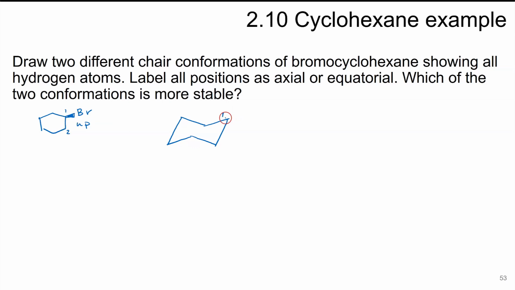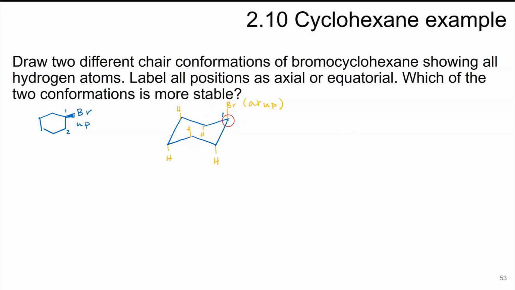So at 1, this corner is pointing up, so my bromine will be axial up. This corner is pointing down, so whatever is pointing down here will be axial down. This corner is up, so my axial is going to be up. This corner is down, so my axial is down. This one's up. This one is down. All of these other things have hydrogens on them, and if there's already an axial, my other substituent has to be in the opposite direction and must be equatorial.